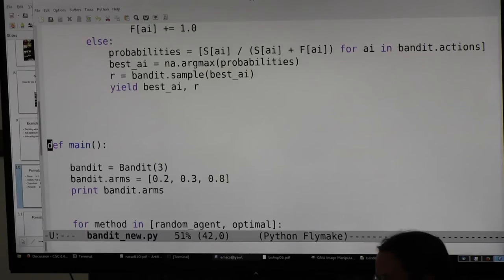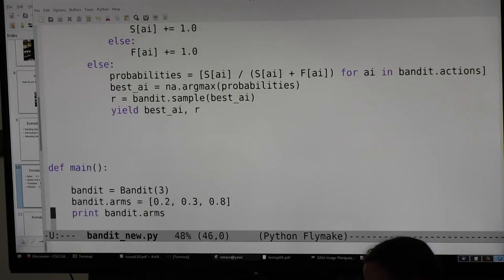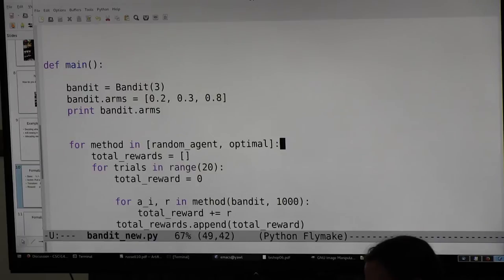Okay. I remember what I called this. I called this explore, then exploit. This way it matches my slides. Okay, so we're just going to stick this in here. Explore, then exploit.